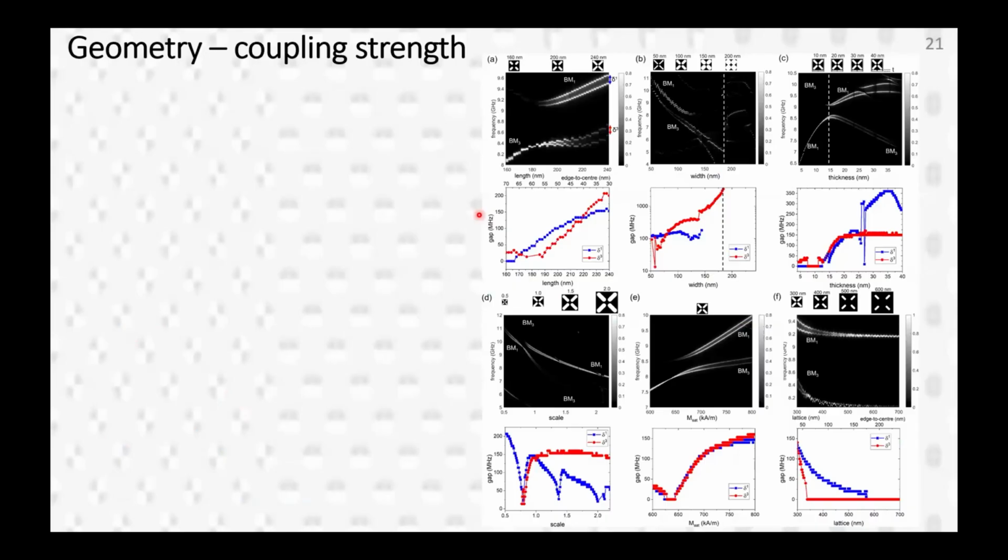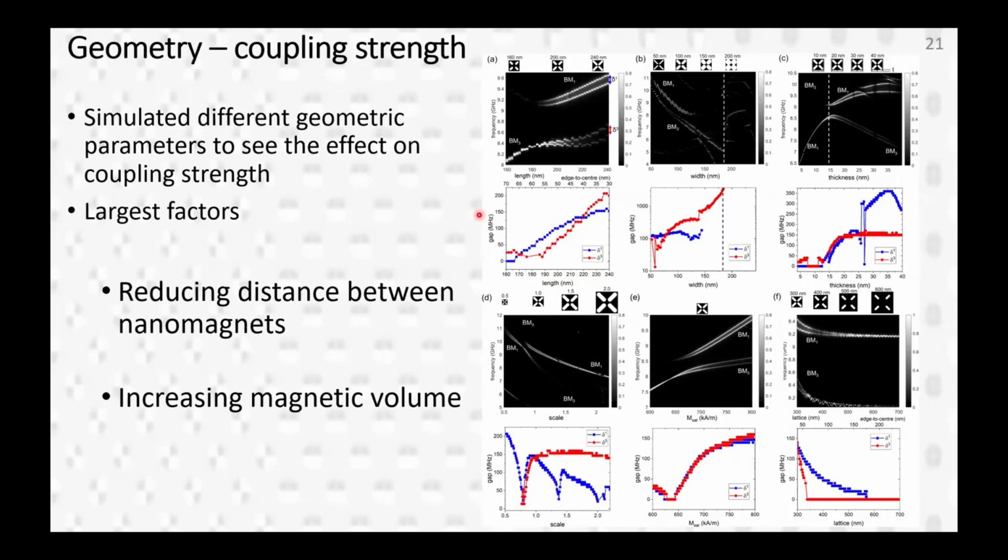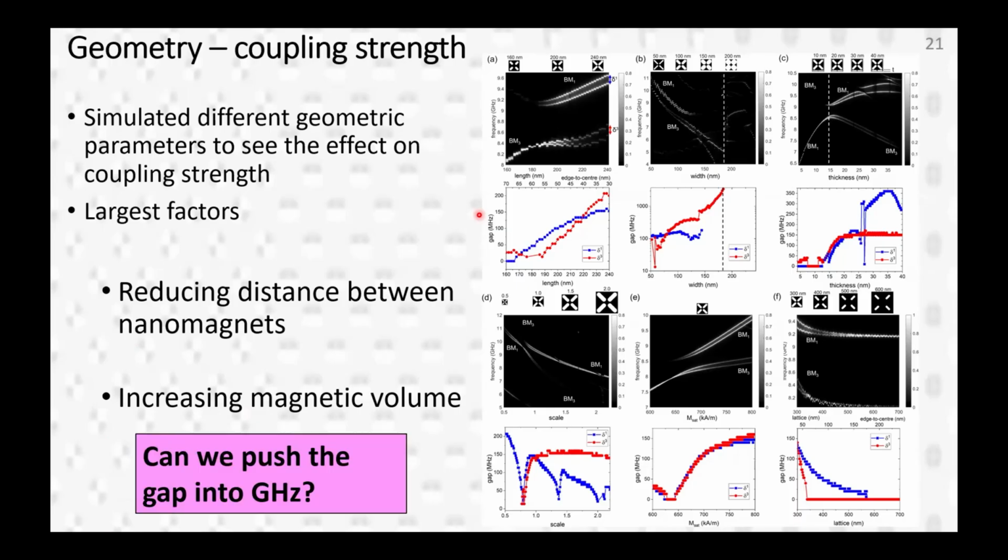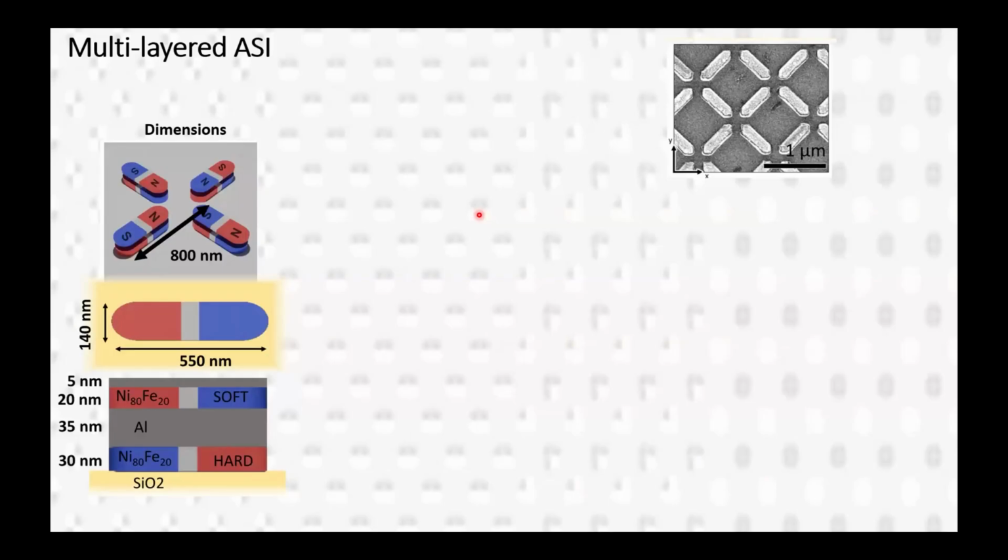So then I did some simulations to see how we can increase this gap size. People generally want this coupling to be as strong as possible. And maybe unsurprisingly, reducing the distance between your magnets increases the coupling between them, and so does increasing the magnetic volume. So we wanted to know if we could push this gap into the gigahertz. But we're pushing the limits of lithography in how close we can get these magnets. So the natural way to go is to go for multi-layered ASI.